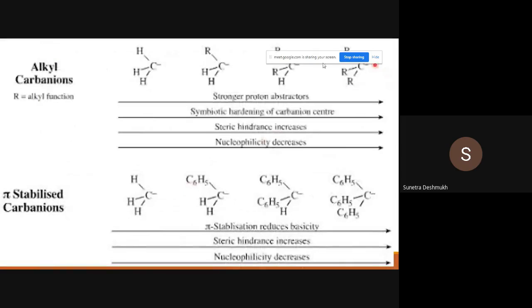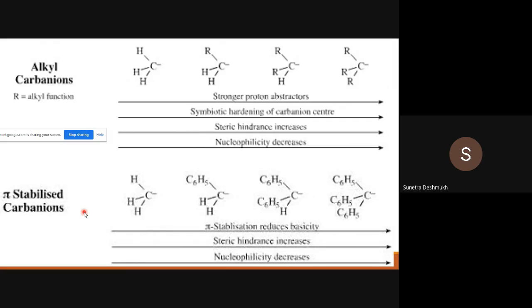Okay, next thing. Now, alkyl carbanions and pi stabilized carbanions. Now, we have to compare the basicity and nucleophilicity of the carbanion. How can we do that, if there is a very thin line between basicity and nucleophilicity? Some components can act as either a base or a nucleophile, but the same compound cannot act as both a good base and a good nucleophile.